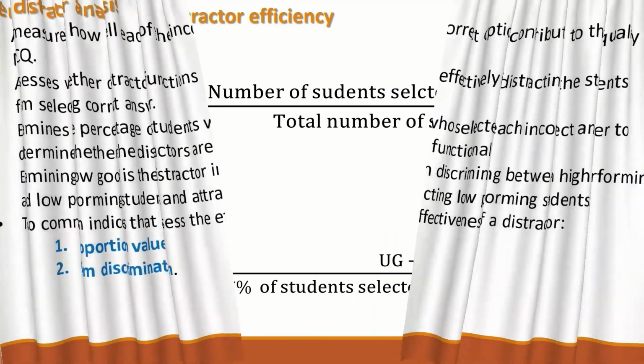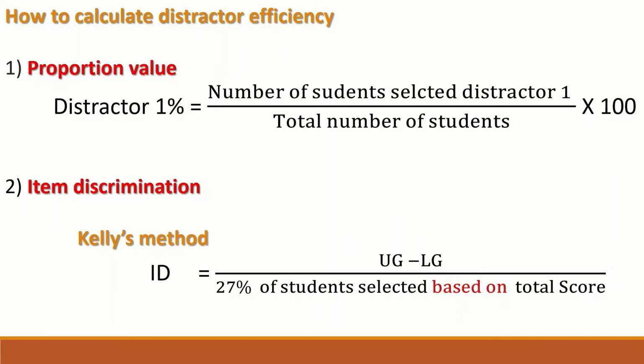So how do we calculate the distractor efficiency? Using 2 possible tests. The first one is the proportion value, in which the distractor percentage is calculated by counting the number of students who selected distractor 1, divided by the total number of students, multiplied by 100. The second calculation or test is the item discrimination following Kelly's method.